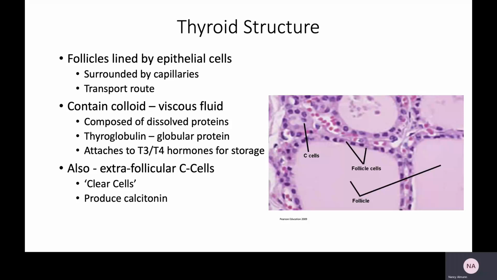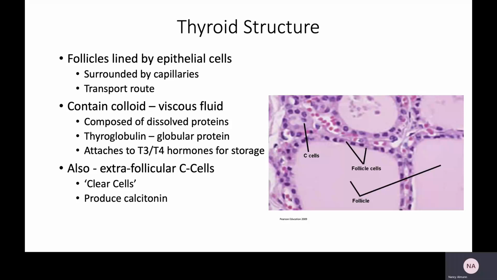The follicles will contain what is known as colloid. That is going to be composed of miscellaneous dissolved proteins, particularly one that is known as thyroglobulin. It's a globular protein, and it tells you that in its name. This is going to be important because that is the one that will attach to T3 and T4 and help store them in the follicles. T3 and T4 are so important to your body that you generally have about a 2-week supply hanging out in the follicles.